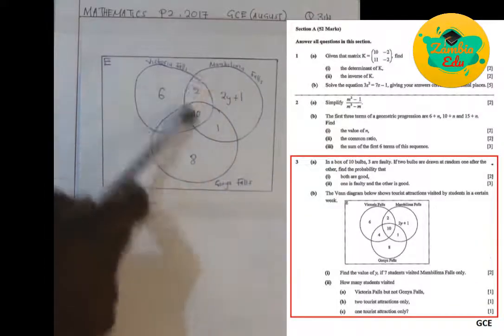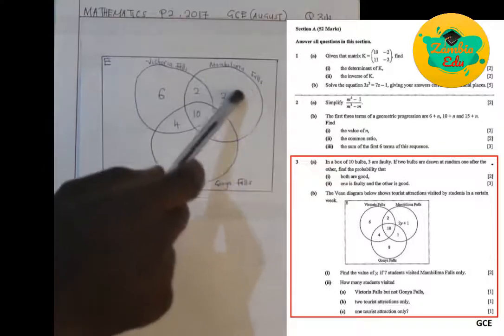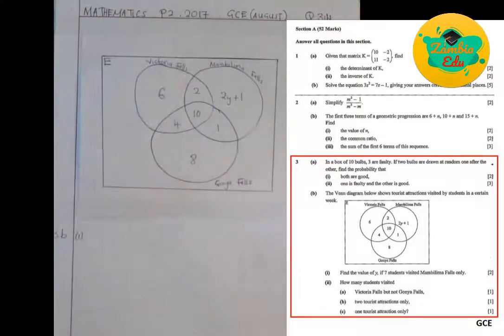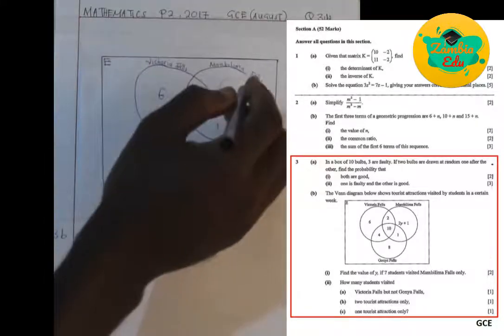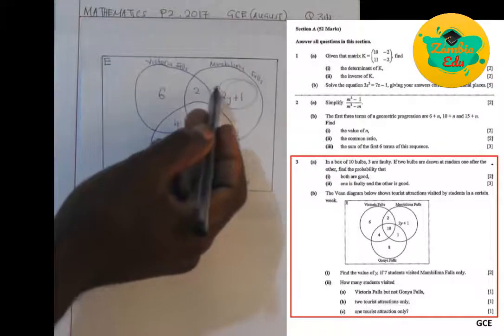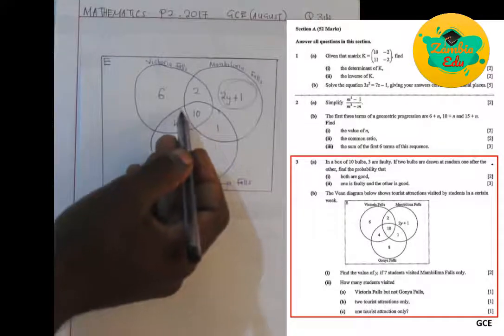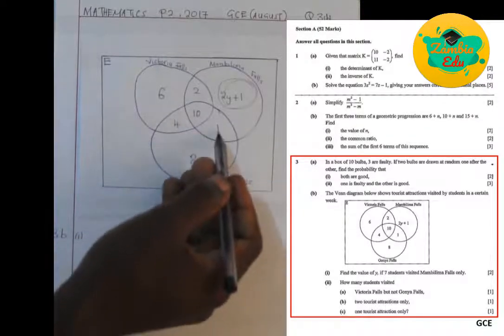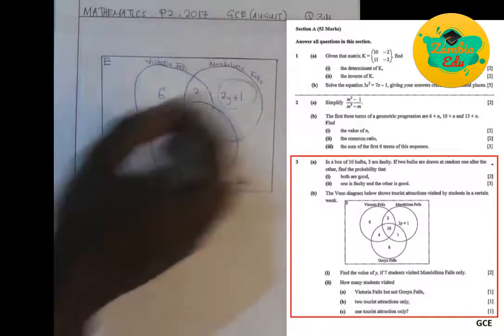So Mabilima Falls only, there are just that part, not the entire, but they've said Mabilima Falls only, so we only focus on this part. This is the Mabilima Falls only. If you touch there, that's Mabilima and Victoria Falls. If you touch there, that is for all the 3 sides, and if you touch there, that's Mabilima Falls and Gonia Falls. So if it's Mabilima Falls only, it is represented by that there.